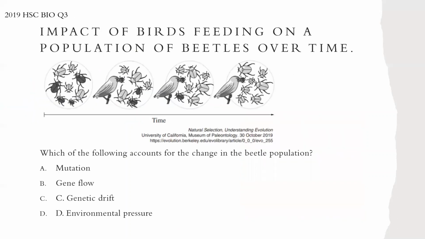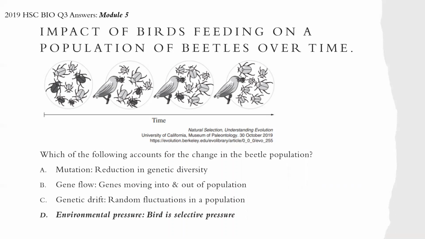Okay, so with question 3, we're looking at birds feeding on a population of beetles over time. So some things to take note of when you look at this is, is it an open or closed population? Are there any new mutations popping up? So are we seeing any variation from a dark colored beetle and a light colored beetle? And you might also like to look at what the bird is eating each time. So when we do this question, the answer is going to be D.